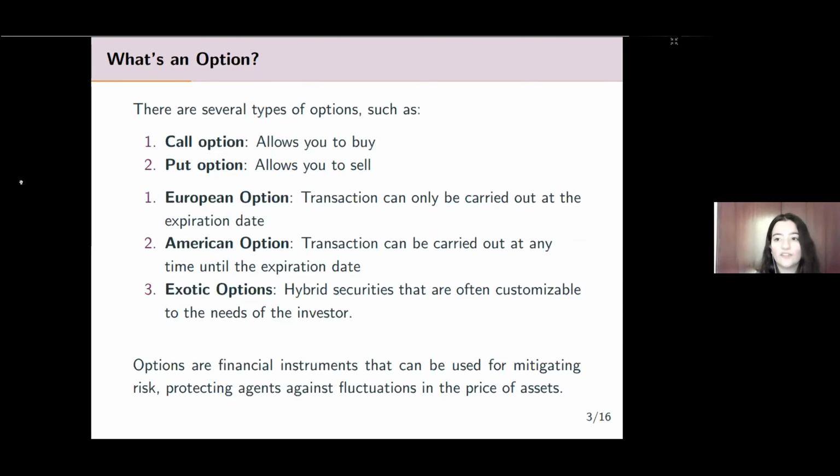And given all of this information, you might now be wondering, okay, but why would I ever buy an option? Why would anyone ever buy an option? And what I can say with regards to that subject is that options are financial instruments that can be used for mitigating risk, meaning that they protect agents against fluctuation in price of assets. Now, to make this a little bit more clear, I'm going to give you a practical example.